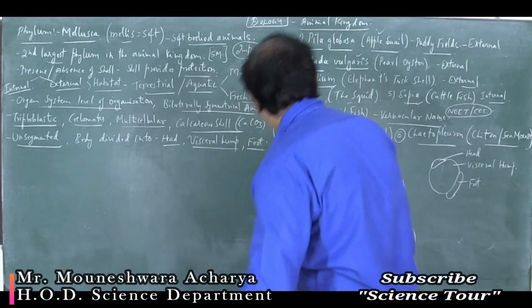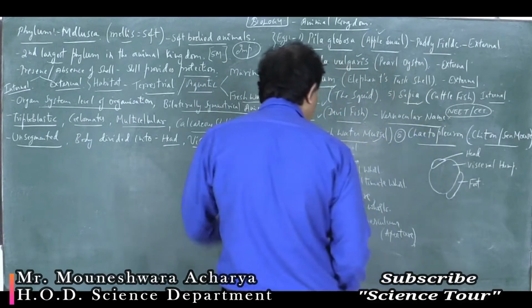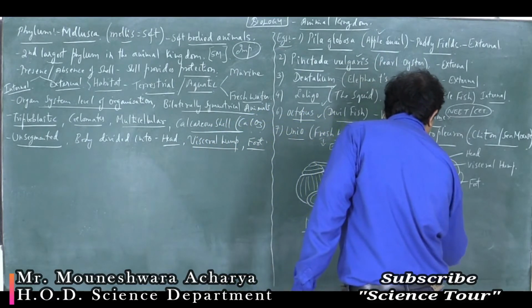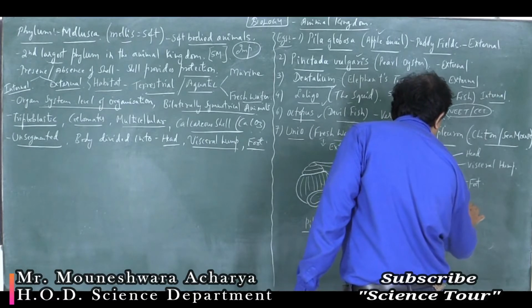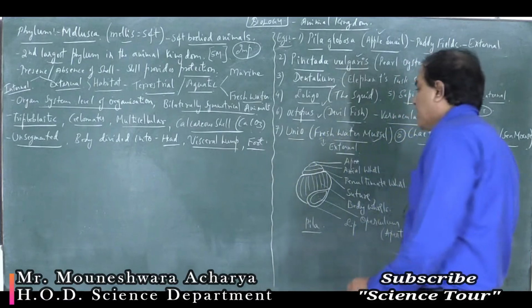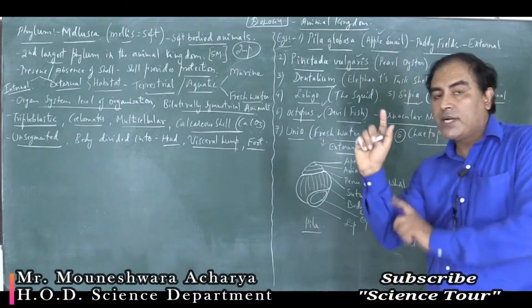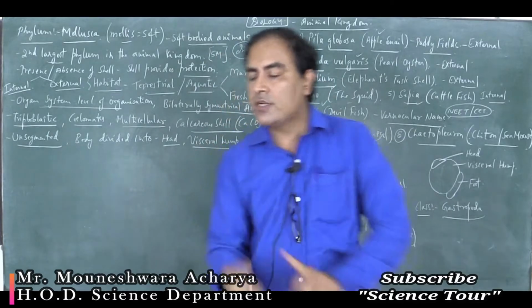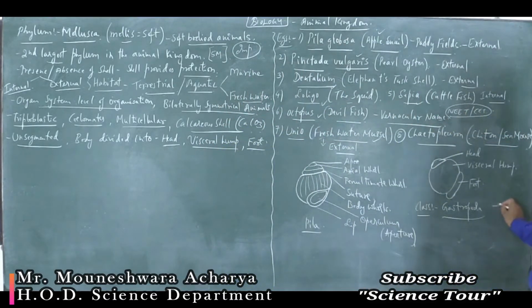So this particular animal, that is apple snail, Pila, belongs to a class called Gastropoda. Gastropoda. Here the shell is twisted due to torsion. Shell is twisted due to torsion.